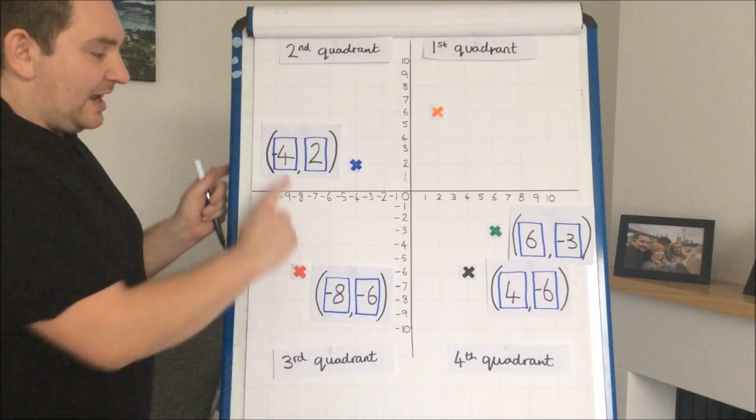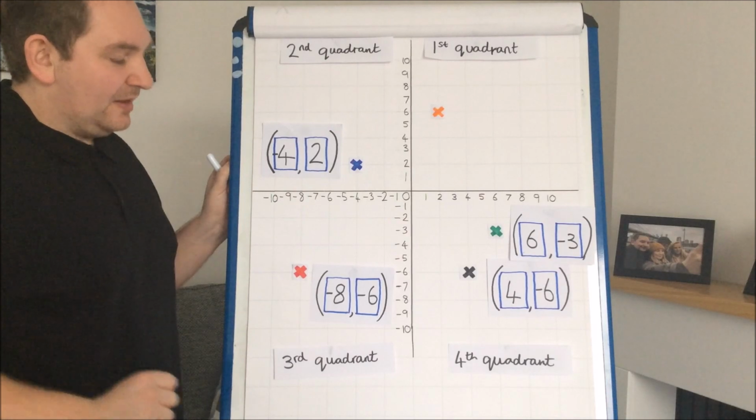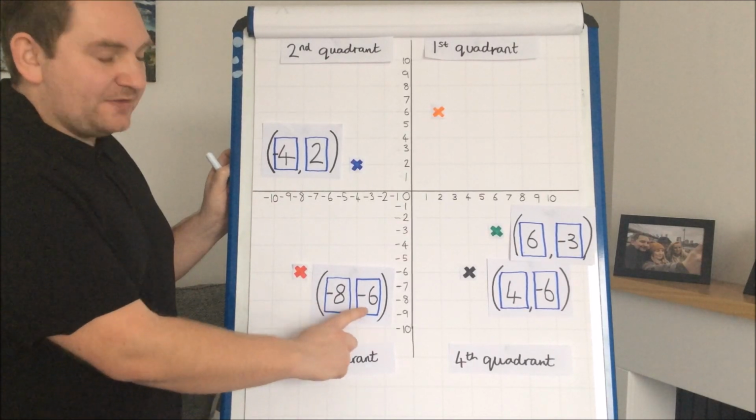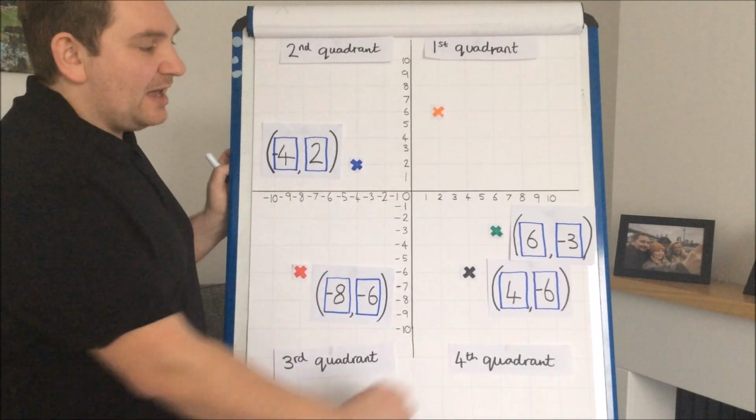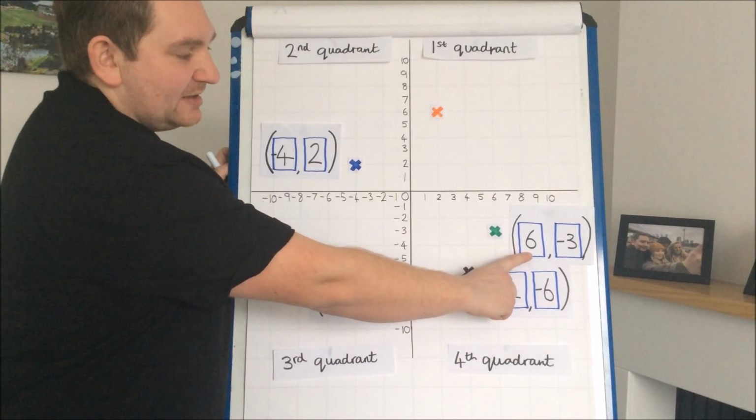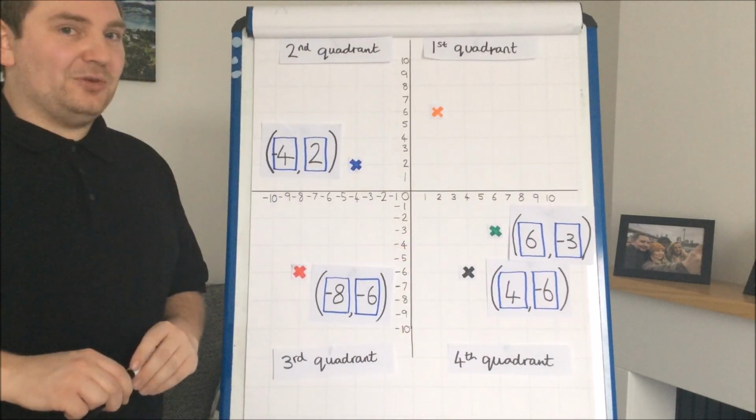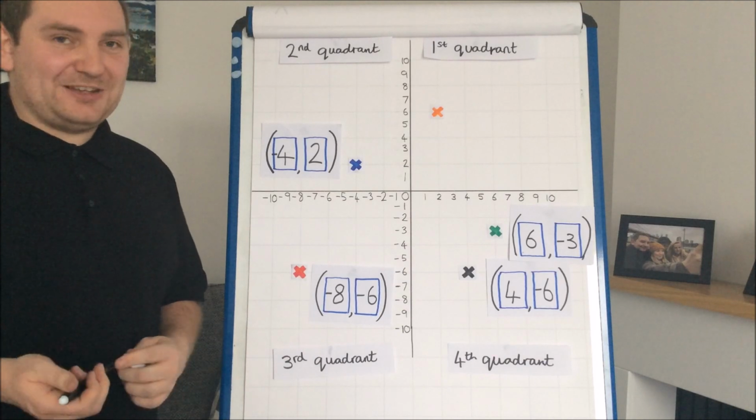So for our blue cross we have -4, 2. For our red cross we have -8, -6. And then we have our green cross at 6, -3. If you got all of those right, well done, you are a superstar.